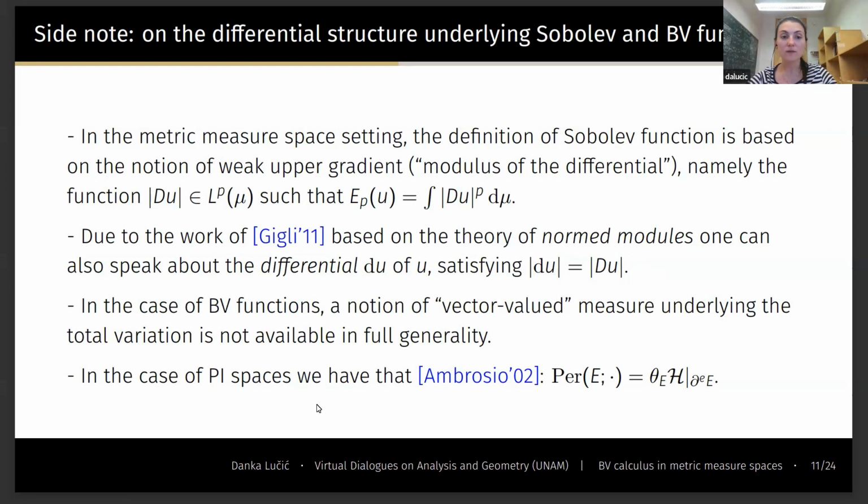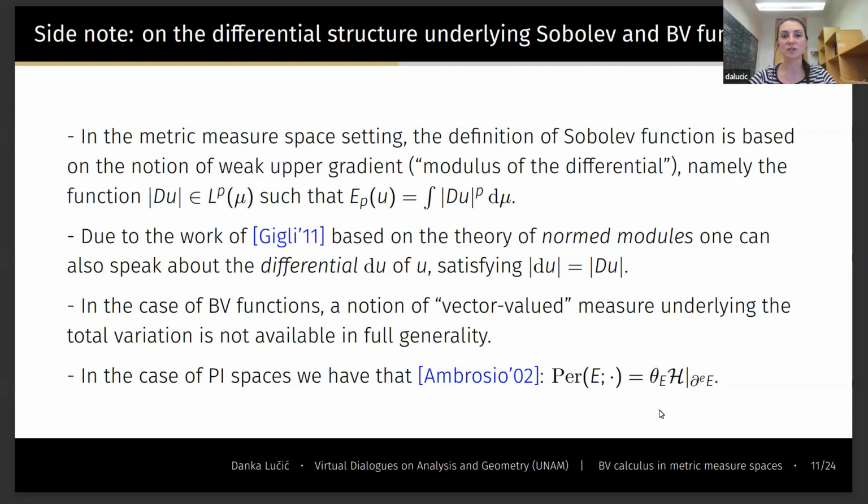Also, something that we have in the case of PI spaces is that the perimeter is a codimension 1 Hausdorff measure restricted to the essential boundary of the set, multiplied by a density function, which may depend on the set E itself. So in the PI setting, we have this analog of the H^{n-1} measure restricted to the essential boundary, but with this density function.